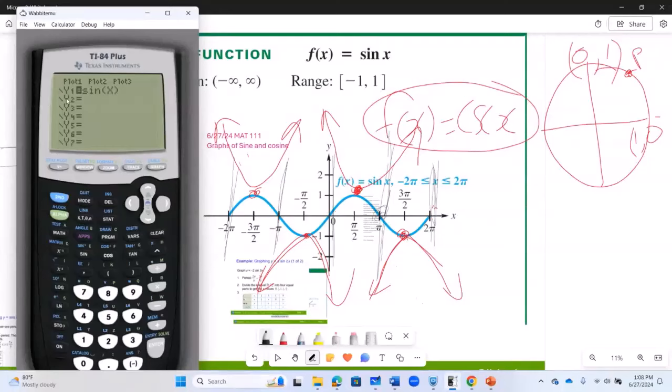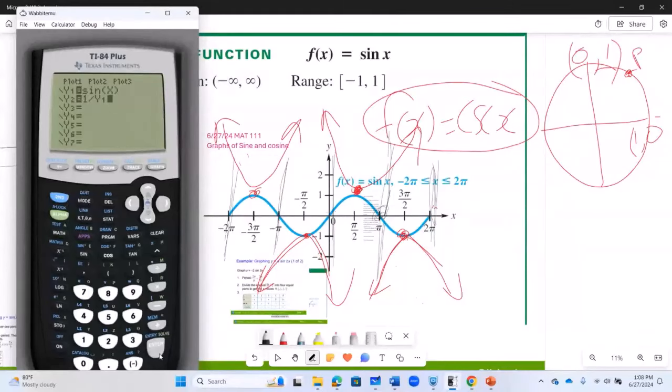And then y1 is sine of x. Now I'll go to y2, and I would say 1 divided by. I know that cosecant is in my catalog, but that's not what I want to type in here. I type 1 over, and I tell my calculator to use the function y1. That's what I just did.